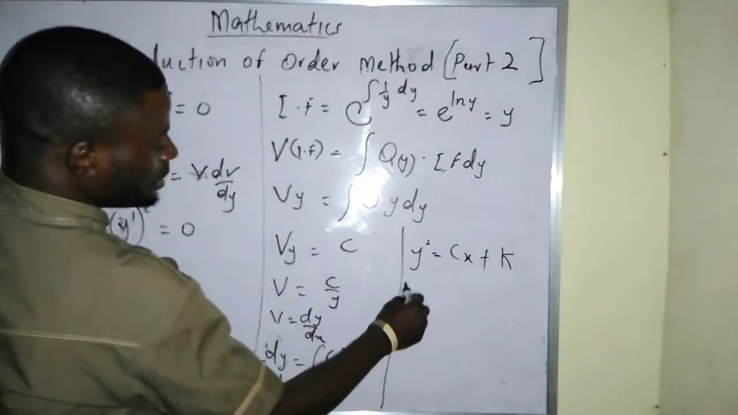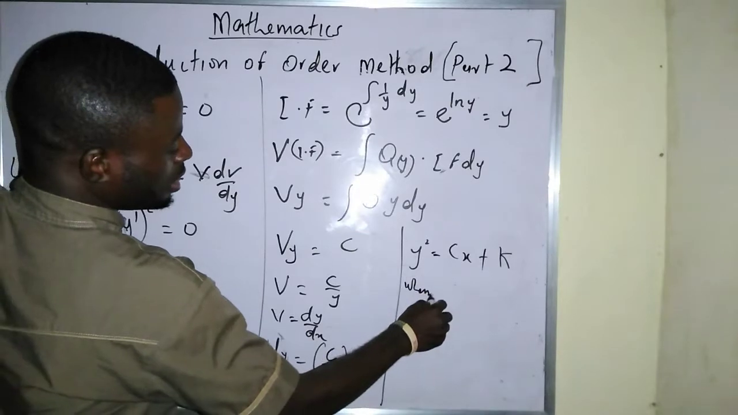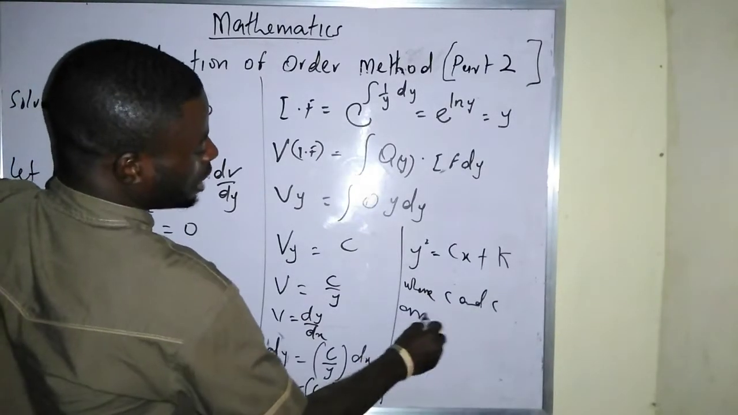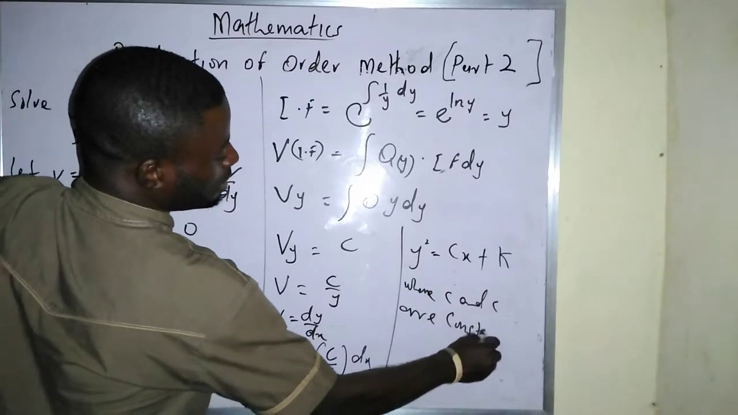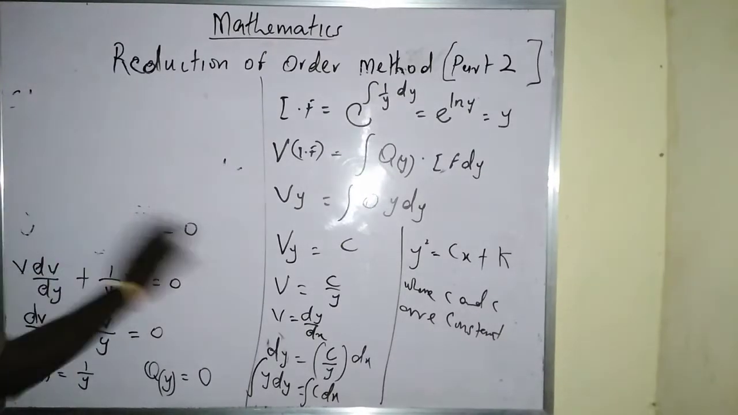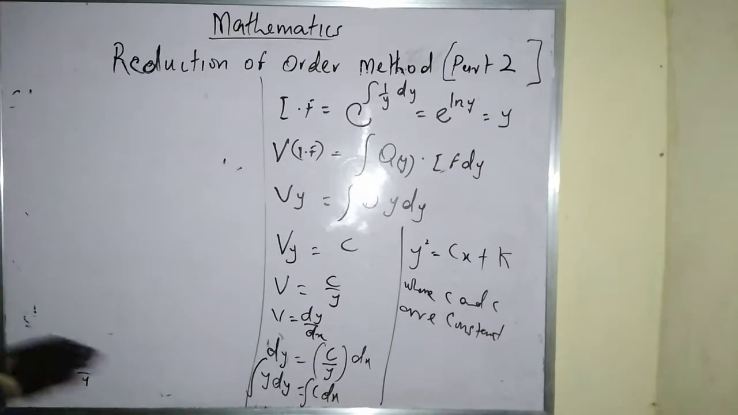Where c and k are constants. Please take note of that. It's very, very important. That is the very simple solution I can ever encounter. Now, I will give one more example on it, and we'll get to the second case B.